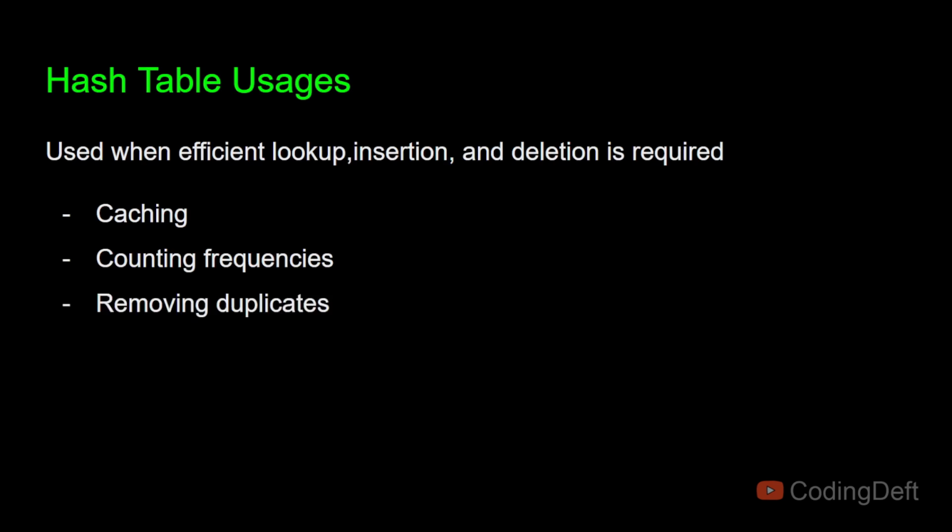Next is removing duplicates. If you have an array and you want to remove the duplicates from it, you just insert each item in the array as a key to the hash table, and if you retrieve all the keys, since keys are unique, you will have the duplicates removed. Next is database indexing. If you have worked with databases, you know that having indexes will improve the querying performance. So hash tables are used in database indexing as well. And the last one is routing tables. In computer networks, to route the packet to the correct destination, the routers will use hash tables, which are called routing tables.